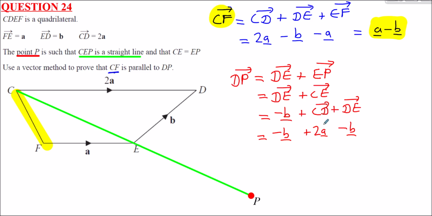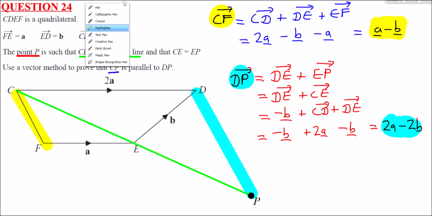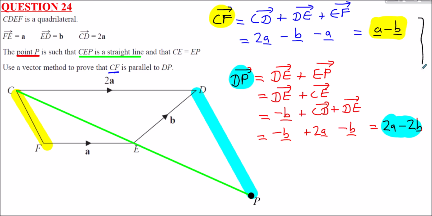So simplifying this fully, I have 2A, and minus B minus another B is of course minus 2B. So therefore we can see that DP is 2A minus 2B. And the vector from D to P is this direction here. So comparing the two, if I multiply A minus B by 2, I get 2A minus 2B.